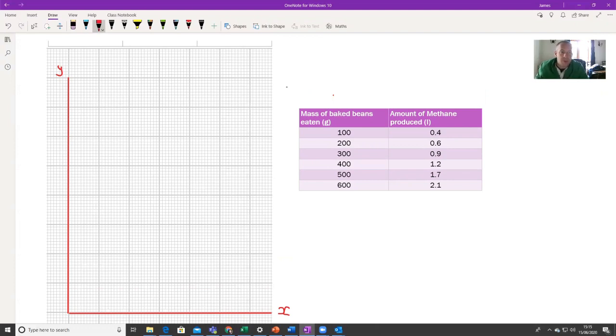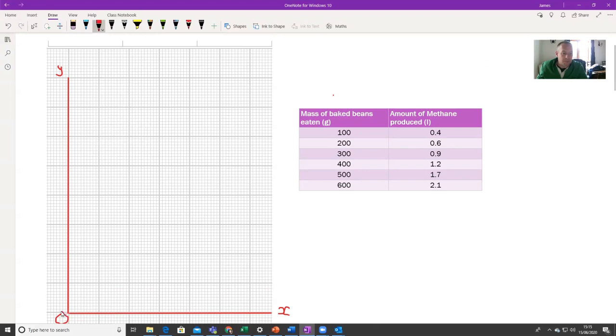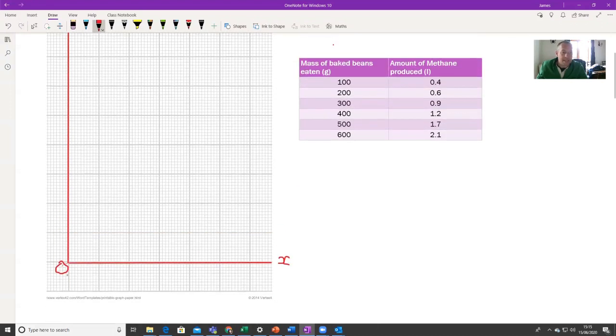So here is OneNote. I've got my x-axis and my y-axis. So basic graphs, you've got two axes that we're going to talk about. The horizontal axis is the x, and the vertical axis is the y. The part where they join is called the origin, and for that origin, I'm just going to make that pen a little bit thicker. The origin always represents 0. So I've got my 0 origin point.